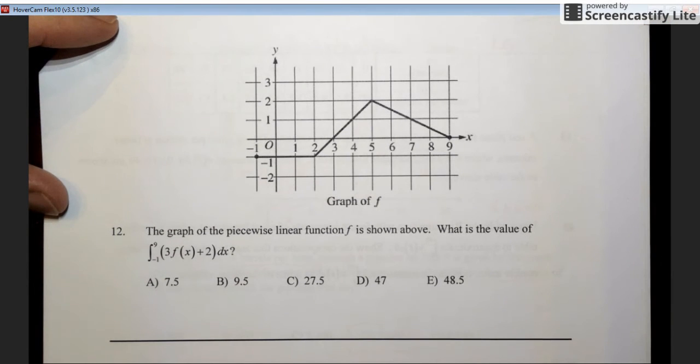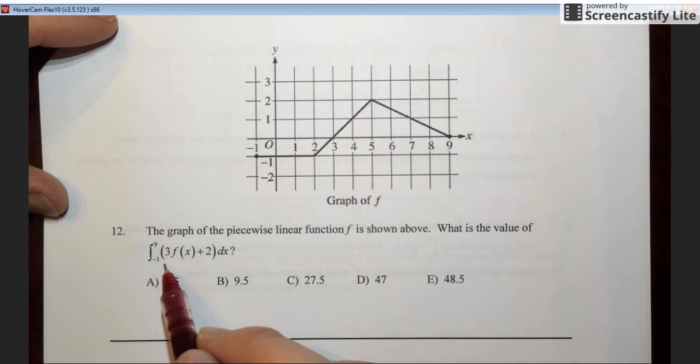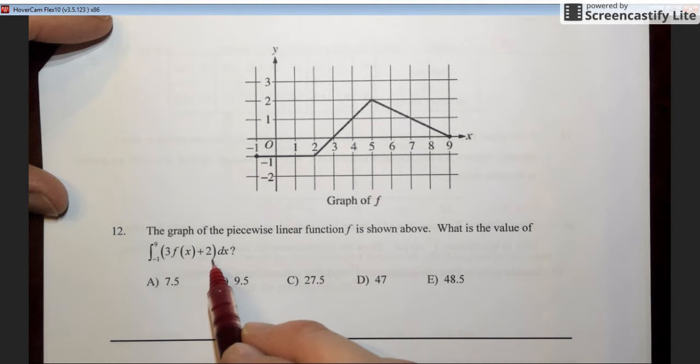Okay, final multiple choice question. Another property question. We have the graph of f shown to us, and we are asked to determine the integral from -1 to 9 of 3f of x plus 2 dx.